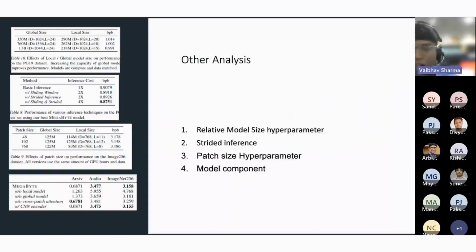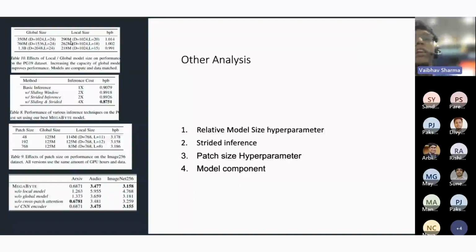Apart from these, they also did some other analysis on its parameters. For that, they used relative model sizes. They changed their model sizes and tried to notice how it differed. They noticed that as they increase the global size, their bits per byte is decreasing.